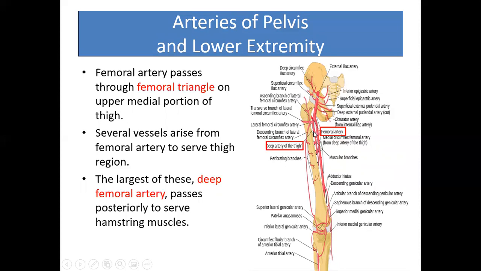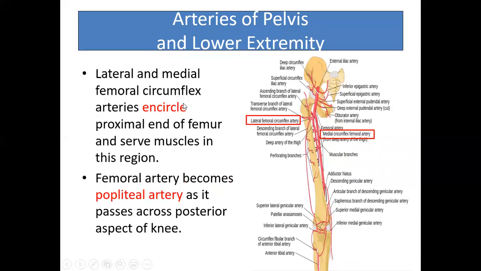This is the deep artery of the thigh. It passes posteriorly to serve the hamstring muscle. And then we also have the lateral femoral circumflex artery and also the medial circumflex femoral artery. They encircle the proximal end of the femur, and supply the muscle in this region.